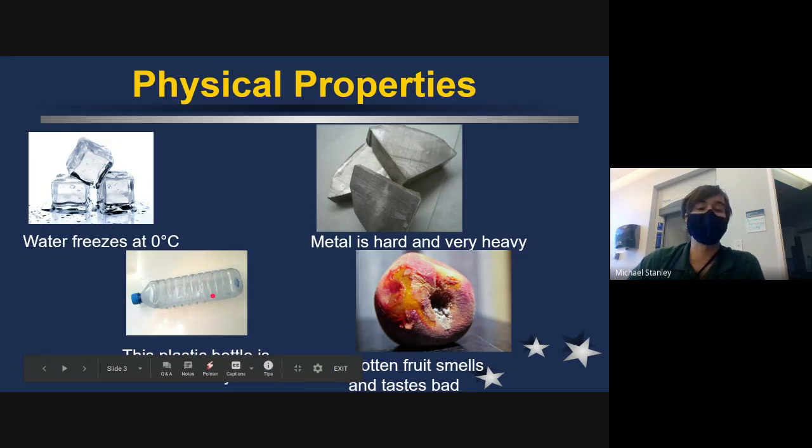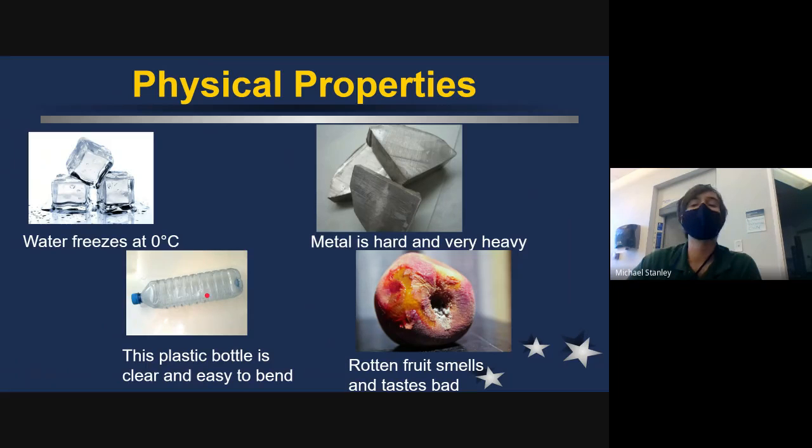So this bottle over here is made out of plastic. And one of the physical properties of this particular type of plastic is that it is clear. It is see-through. You can look through this bottle, and if you waved your hand on the other side of the bottle, you'd still be able to see it because of the clear plastic.